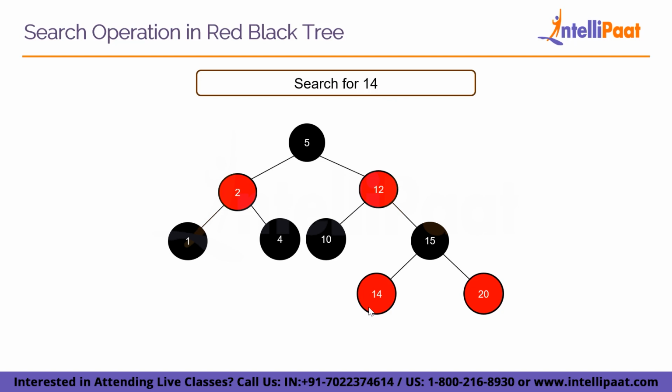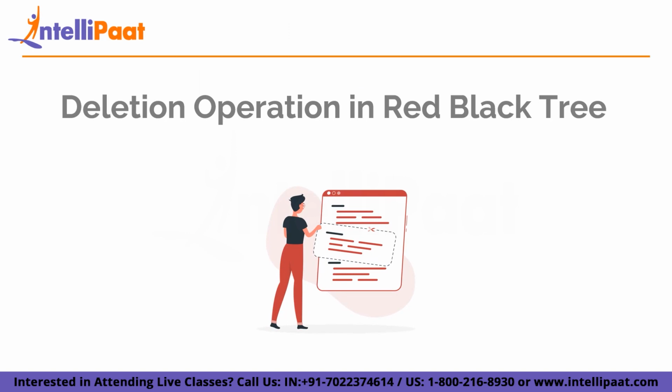Similar to the insertion operation, the search operation in a red-black tree also takes O(log n) time in the worst case, because the height of a red-black tree is always O(log n), where n is the number of nodes in the tree. Now we know how insertion operation is done and also how searching operation is carried out in a red-black tree.